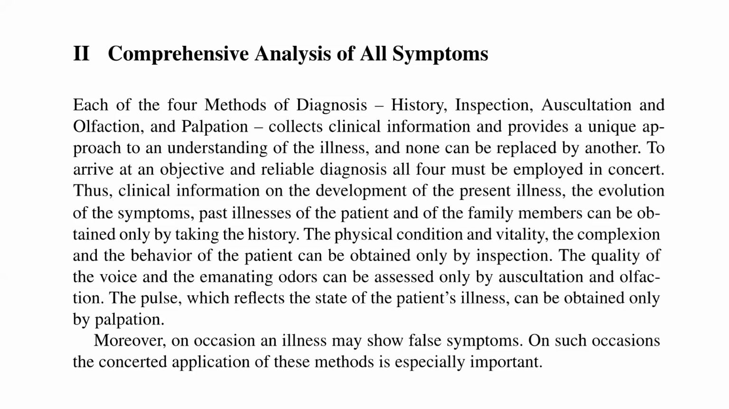Thus, clinical information on the development of the present illness, the evolution of the symptoms, and past illnesses of the patient and of the family members can be obtained only by taking the history. The physical condition and vitality, the complexion, and the behavior of the patient can be obtained only by inspection. The quality of the voice and the emanating odors can be assessed only by auscultation and olfaction. The pulse, which reflects the state of the patient's illness, can be obtained only by palpation.